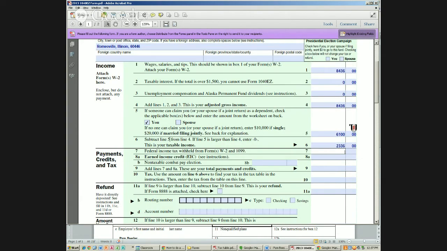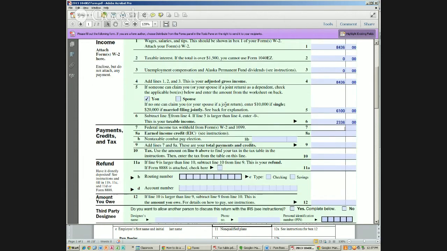Remember how I told you the government gives you a set amount you can write off or take off of your income? That's it, the $6,100. That's free money for you. The government says we're not going to tax you on $6,100. So when you say, oh, I made $8,436, the government only sees, hey, you only made $2,336, so I'm only going to tax you on the $2,336. Pretty good deal, isn't it?